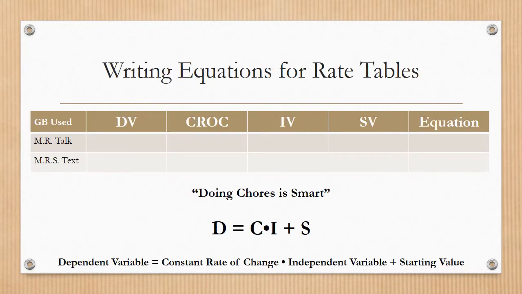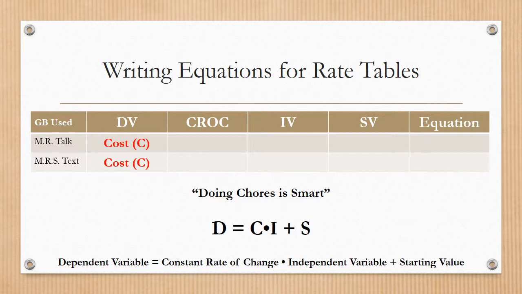So let's go ahead and write our equations here. Sometimes I list these things out in vertical format. For this, I've just put them into a table to help us see. So the dependent variable, the one that we can't control, that is dependent on the other thing, in this case, for both MRTalk and MRS text, is going to be our cost. However much it costs is going to depend on the independent variable, which we'll see in a minute, is the number of gigabytes used. Our constant rate of change is going to be the price for 1 gigabyte.